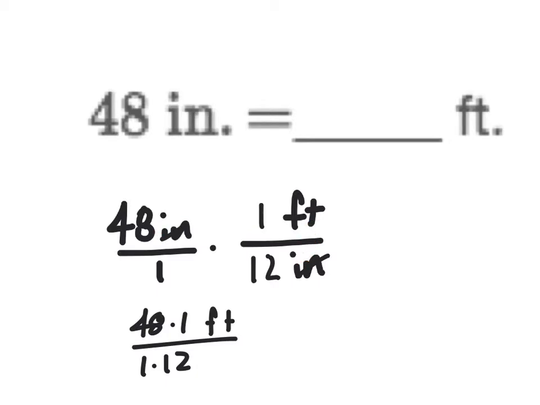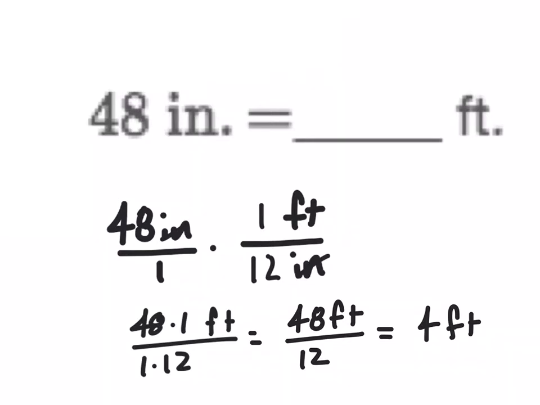And when I have inches on top and on the bottom, they divide out, and then I get feet up top. So now I just take 48 times 1, which is just going to give me 48. All right, so I've got 48 feet divided by 12. And 48 divided by 12 is just going to give me 4 feet.